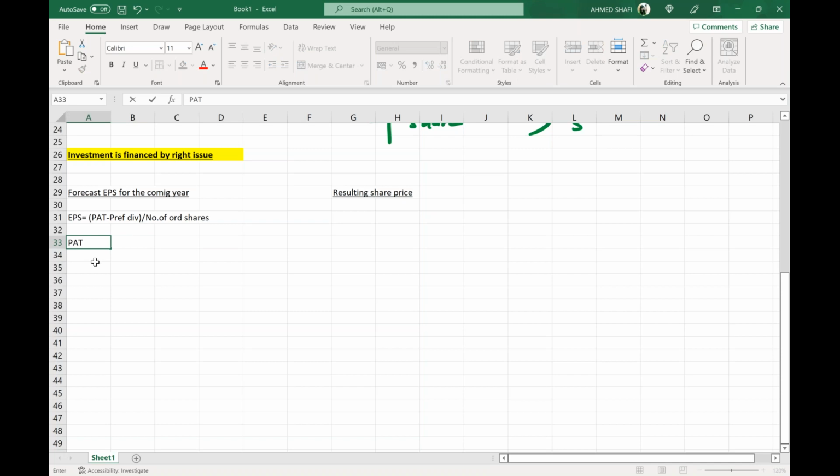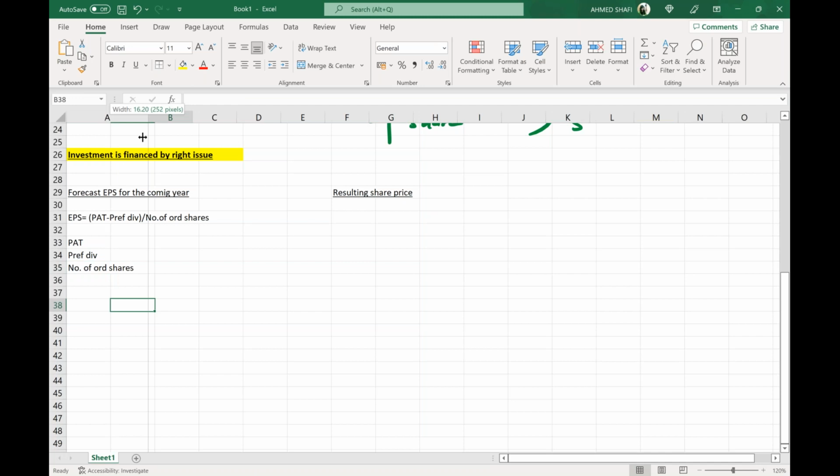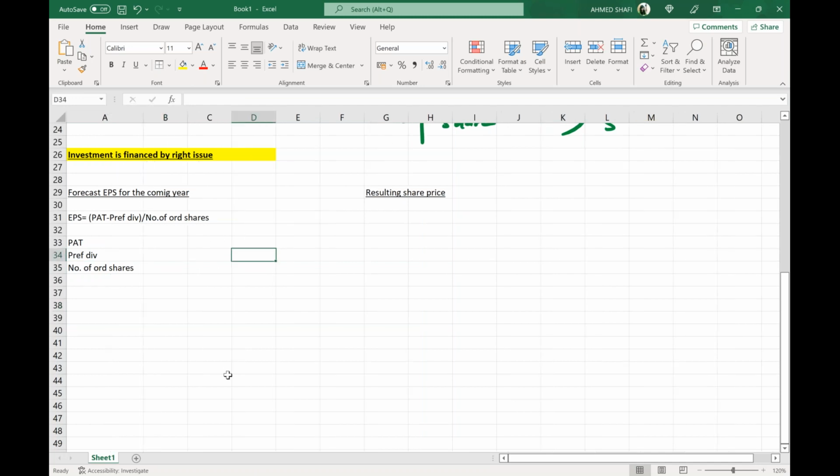PAT for the coming year, preference dividend for the coming year, and number of ordinary shares for the coming year. We are assuming in this part that investment is financed by right issue. I need forecast EPS for the coming year. The formula is PAT less preference dividend over number of ordinary shares, and the resulting share price for the coming year.